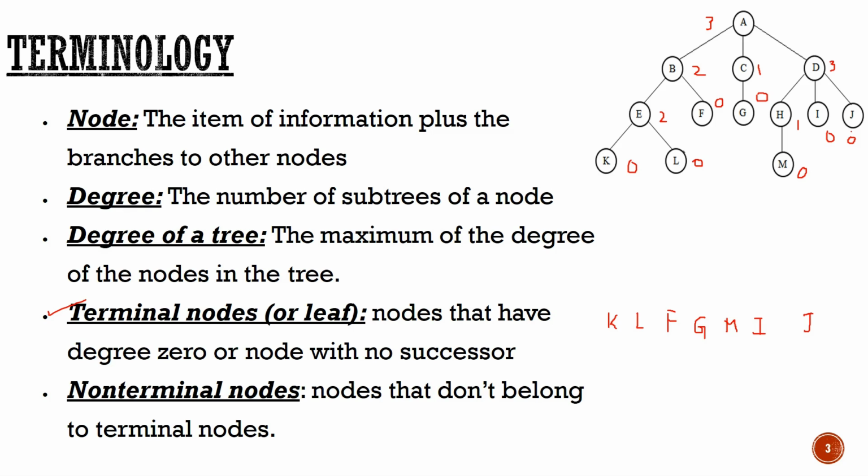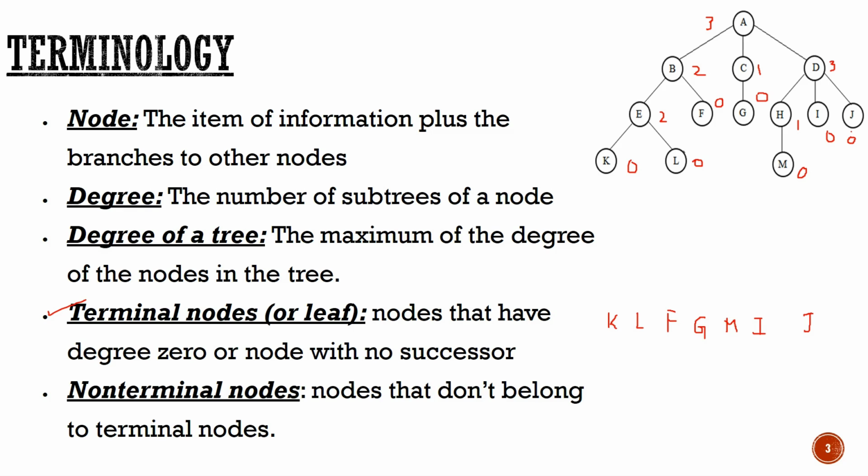So in other words, we call them the nodes which don't have a successor. Underneath those nodes we don't have any other nodes. Down K we don't have any other node. Down L, down F, down G, down M, nothing. Down I no. Down J no. Such nodes we call the terminal nodes or the leaf nodes. By definition, these are the nodes that have degree 0 or no successor.